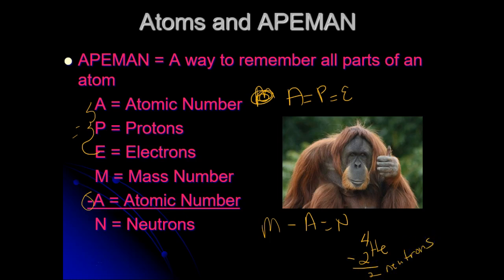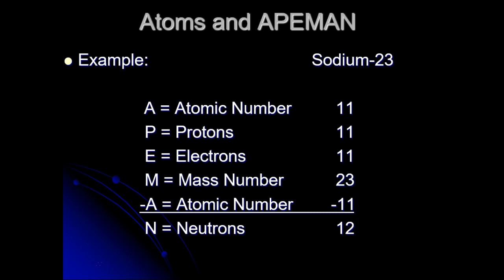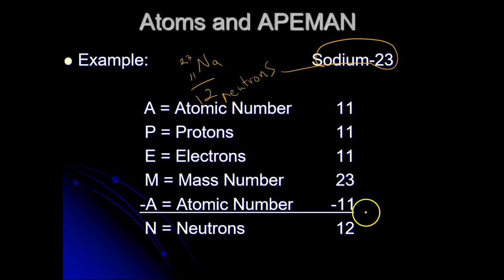Okay, let's see what else we got in here. So for instance, if I take sodium, sodium is Na. It is 23/11. And we're going to learn about why this symbol is here, because this is another symbol, but we'll worry about that later. But 23 minus 11 gives you 12 neutrons, just like what we have here.